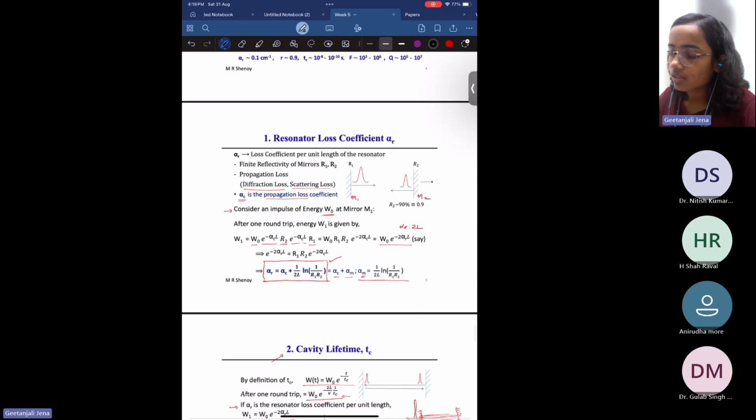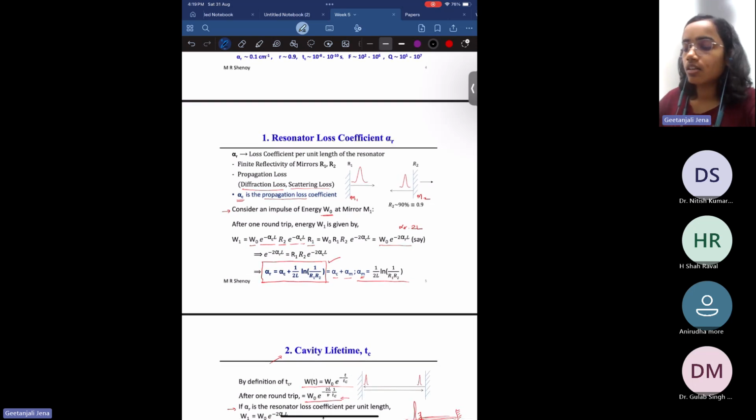The resonator loss defines the losses per unit length whenever light is oscillating inside the resonator cavity. The losses can be of many types. One is due to the finite reflectivity of the mirror. It's not a perfect mirror, so some part of the energy is transmitted to the other side. Another one is the propagation loss, which the light experiences whenever it is propagating inside the medium.